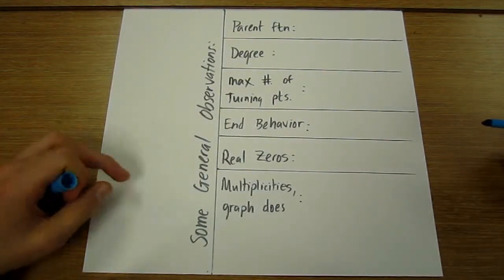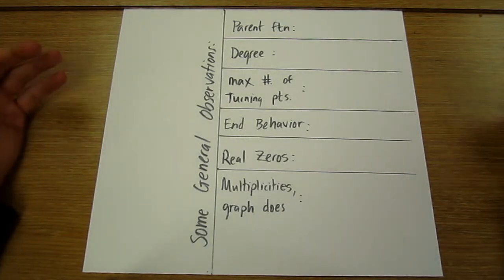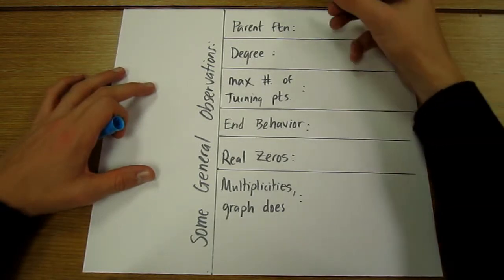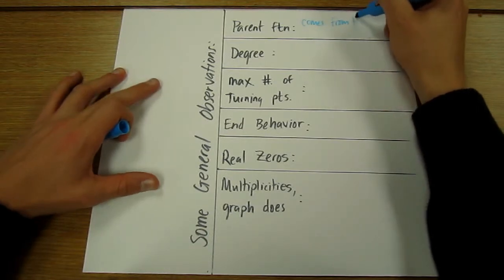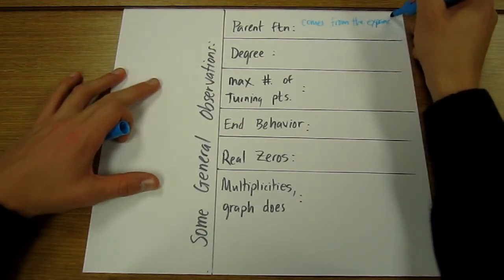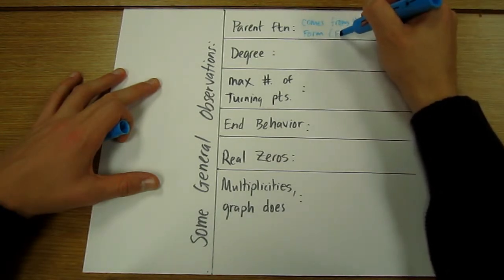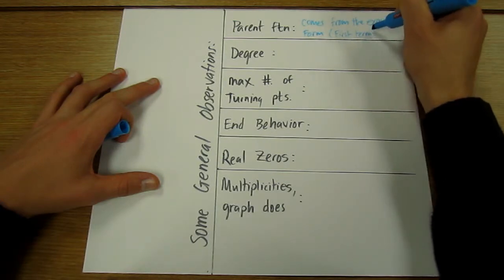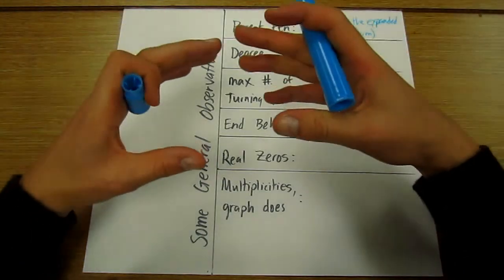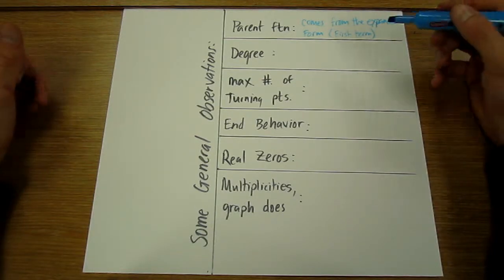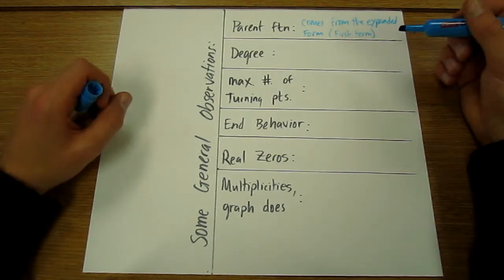Okay, the very last thing that we want to do is make some general observations. These are the rules for that table, things that we should look for when we're dealing with polynomials. Our parent function comes from the expanded form, and actually it comes from that first term, the thing with the biggest exponent. So when we do all the math and expand it, the thing with the biggest exponent is going to be our parent function, and our polynomial will behave like our parent function.